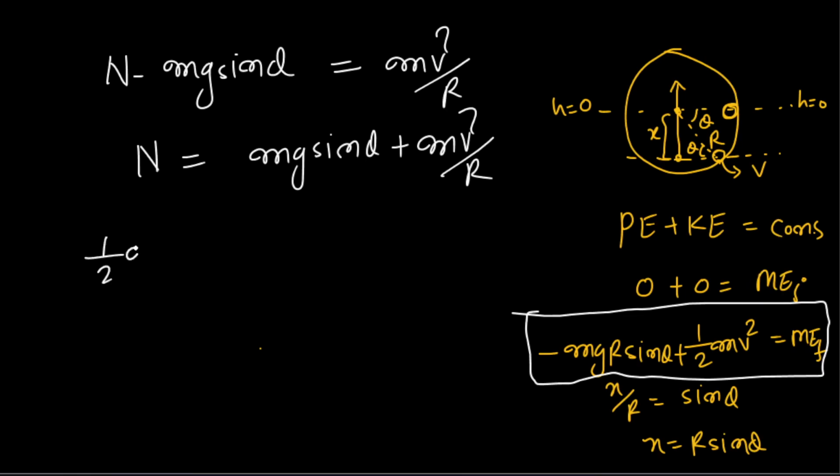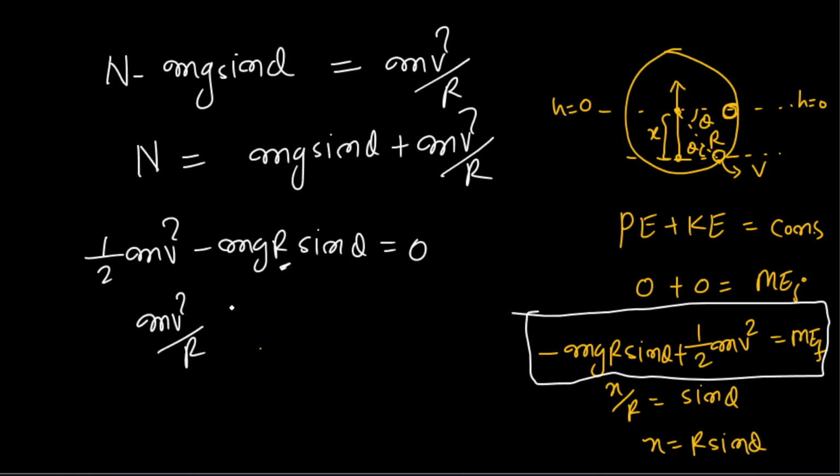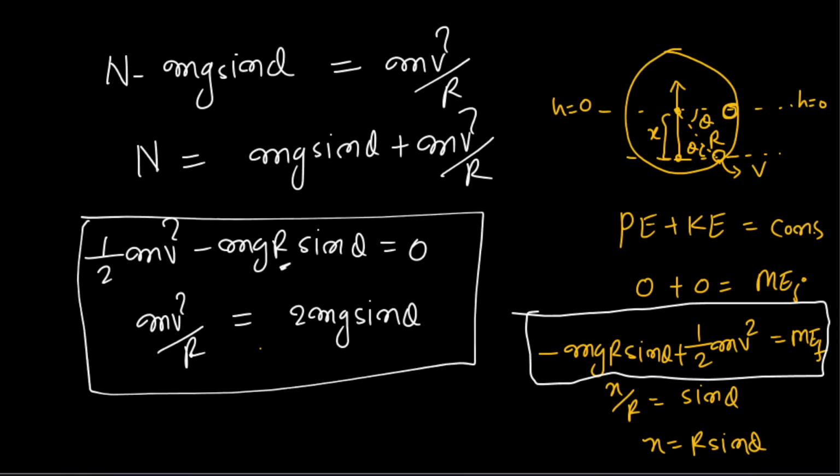So what will you do here? Half mv squared minus mgr sine theta will be equal to 0. And from here we can get mv squared by r. So mv squared by r, this r term, I will bring it to the other side. So what we can write here is, mv squared by r is 2mg sine theta. Now put 2mg sine theta in place of mv squared by r. What value of normal reaction are we getting? That is your 3mg sine theta.